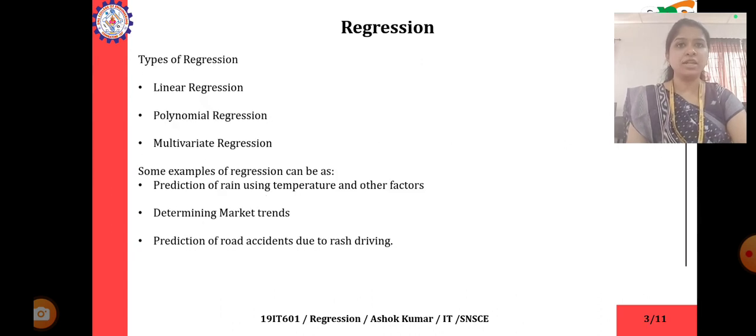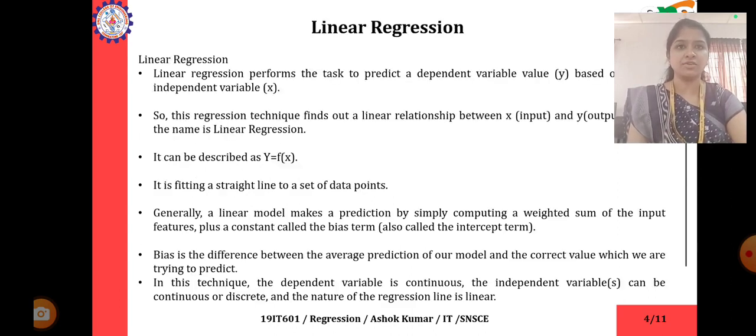Types of regression: linear regression, polynomial regression, multivariate regression. Some examples of regression are prediction of rain using temperature and other factors, determining market trends, and prediction of road accidents due to rash driving.